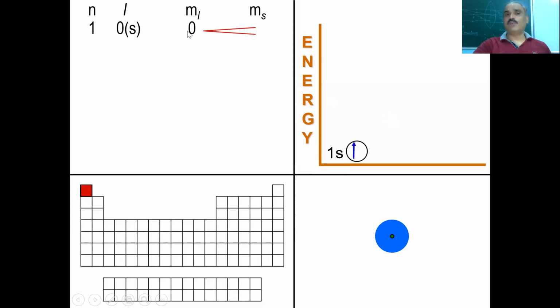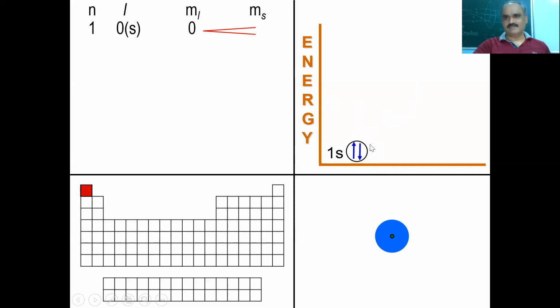Now, one more electron can be accommodated in the s orbital because, according to Pauli's exclusion principle, an orbital can accommodate two electrons. More than two is not possible. And if two electrons are there, the spin of both will be opposite, clockwise and anti-clockwise. Now, one s orbital is filled fully.